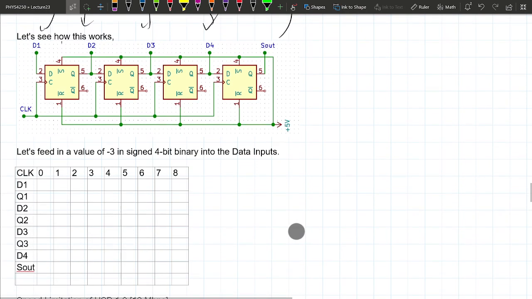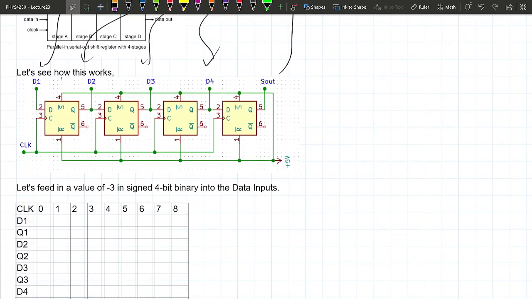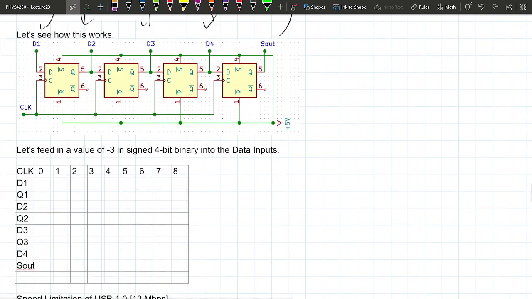Let's put some random data into our memory bank. Let's make D1 initially 1, D2 initially 0, D3 initially 1, and D4 initially 1. That's equivalent to 8 plus 4 plus 1, which is 13. We're sending the information 13 out.